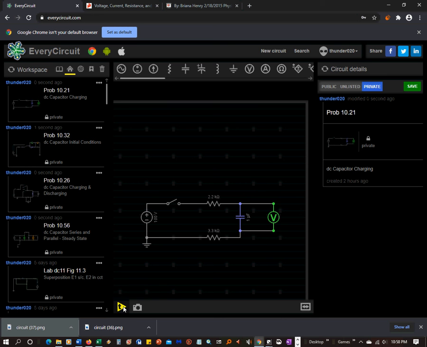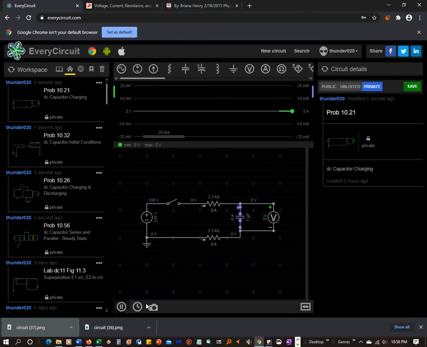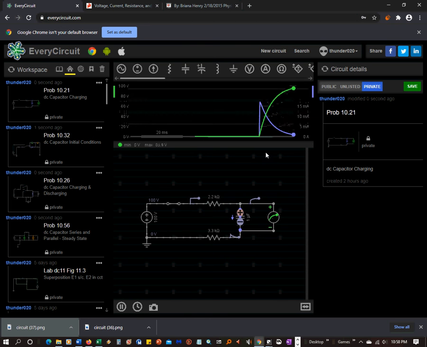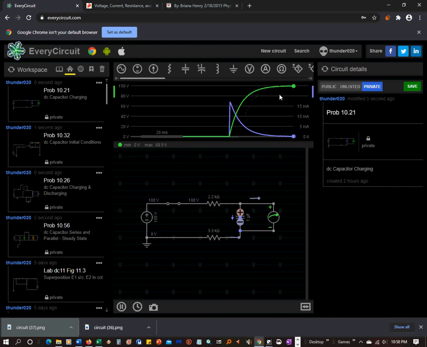I already set the time interval accordingly. That's this one here. So I'm going to turn this on, and you're going to see the voltage jump up. So the capacitor's charging and the current jumps up immediately. I'm going to pause it right here. So this interval right here is a 20 millisecond interval across this bar.